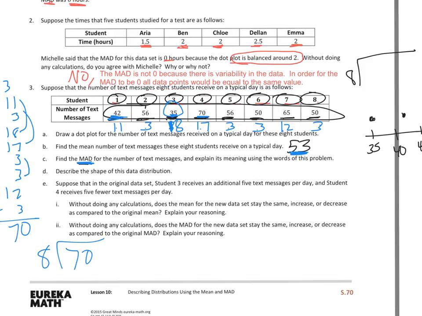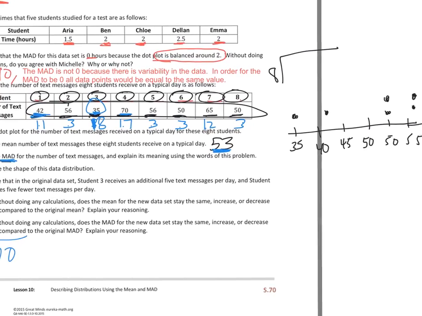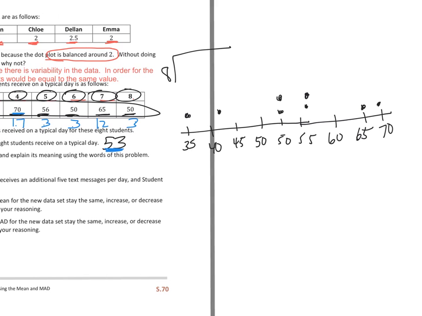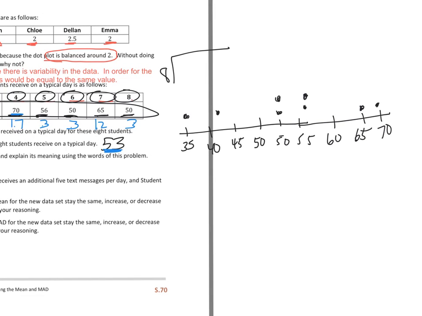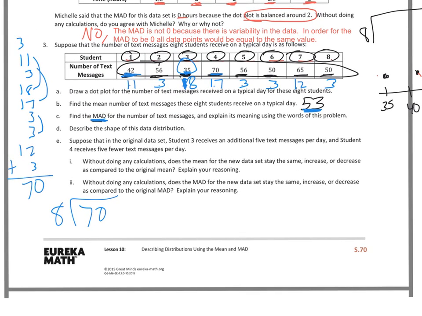D says describe the shape of this data distribution. If I were to plot this, it looks partly symmetrical. Because if I ran a line kind of right here on the graph, these two would match up with these two. These would kind of match up with these. It's not perfect, but it looks more symmetrical than skewed. So I'll put symmetrical in. Or symmetric.